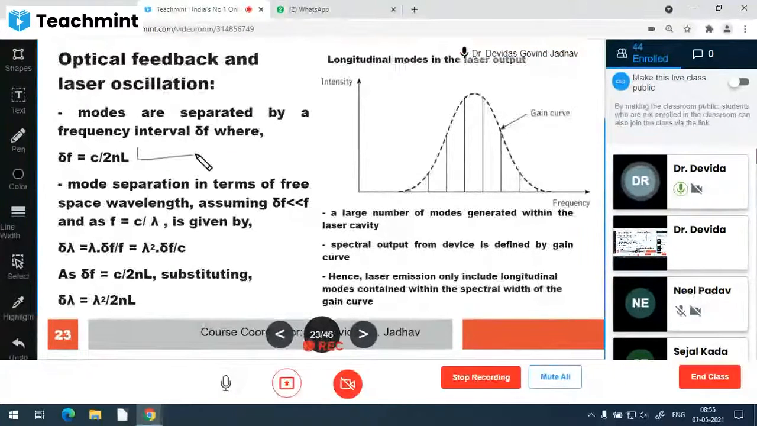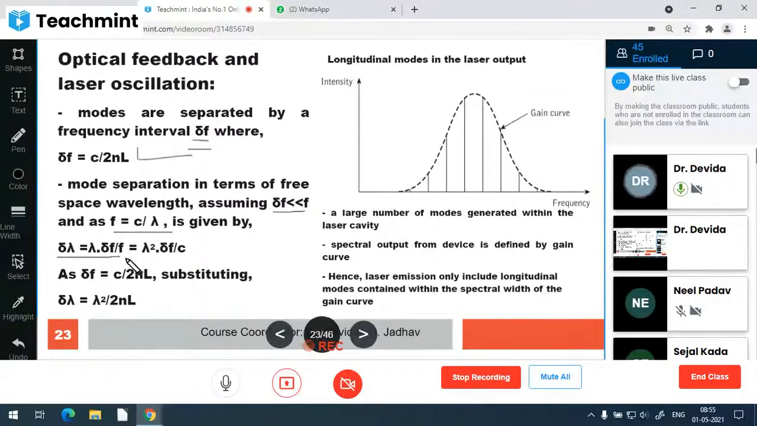So these are called modes. Modes are separated by the frequency interval delta f. So modes are separated by delta f. So the mode separation in terms of free space wavelength is also there. If you consider delta f very much less than f, the f equals c upon lambda equation can be used to write delta lambda is equal to lambda delta f upon f. You can substitute: delta lambda upon lambda is equal to delta f upon f.